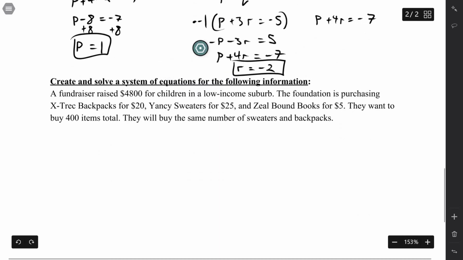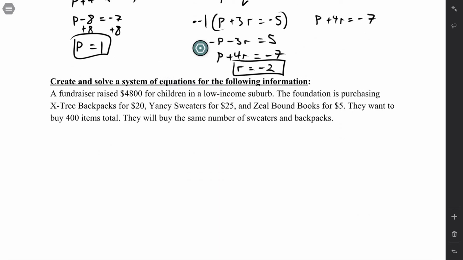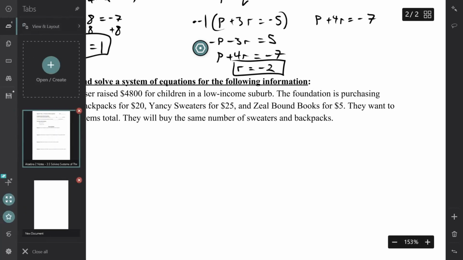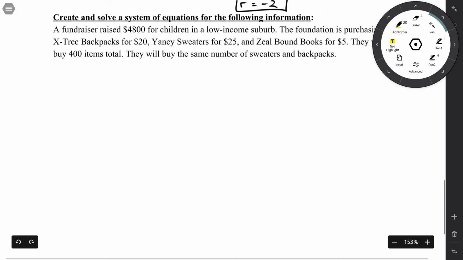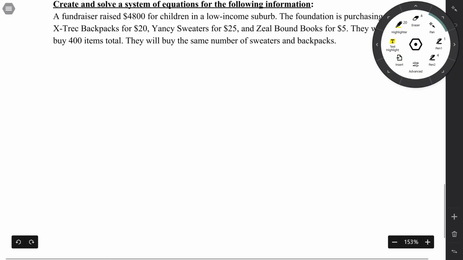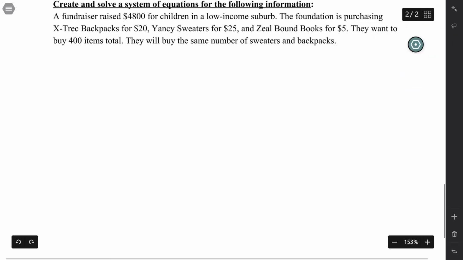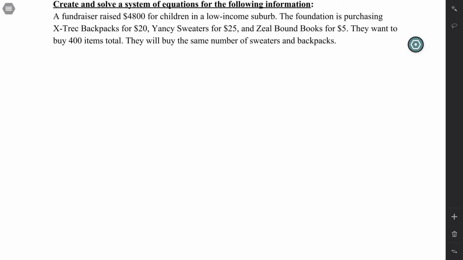We've got a word problem for you guys. A fundraiser raised $48,000 for children in a low-income suburb. The foundation is purchasing X-Trek backpacks for $20, Yancey sweaters for $25, and Zeal-bound books for $5. They want to buy 400 items total. They will buy the same number of sweaters and backpacks.